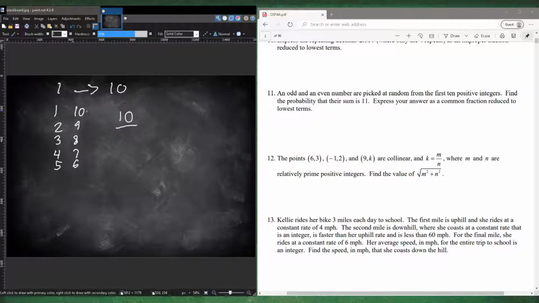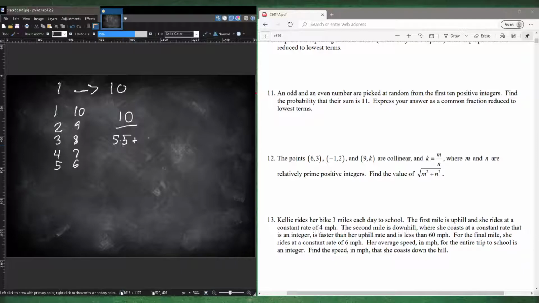So it says they need to pick an odd and an even. So what's the probability that you choose an odd first and then an even? An odd is 1, 3, 5, 7, or 9. So there's 5 of them. And then to choose an even, there's another 5, which is 2, 4, 6, 8, and 10, right? So that's 5. So that's odd first and then even.